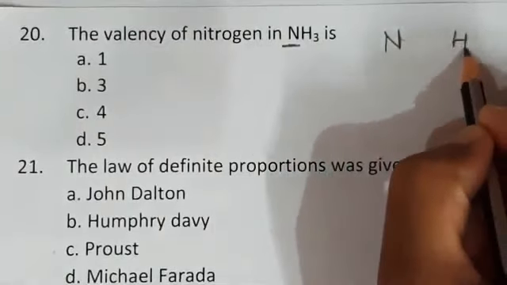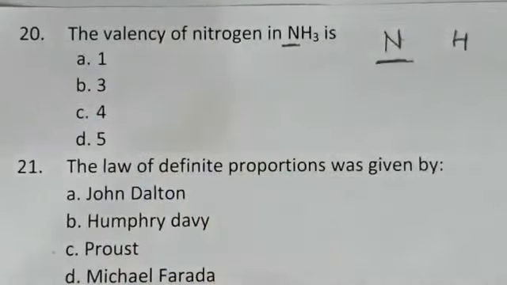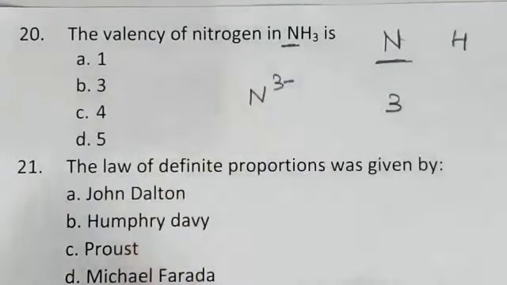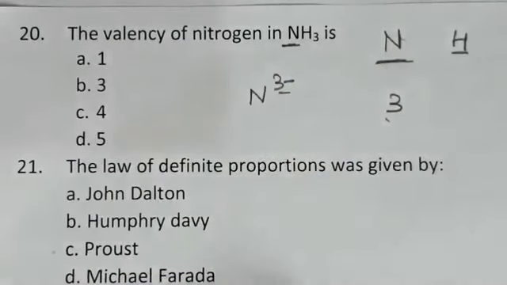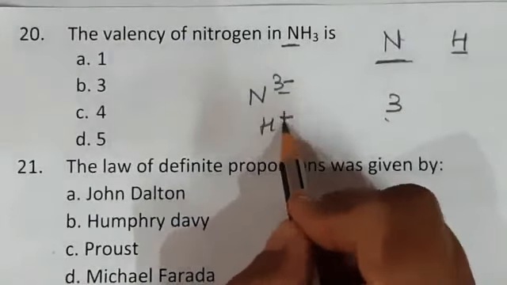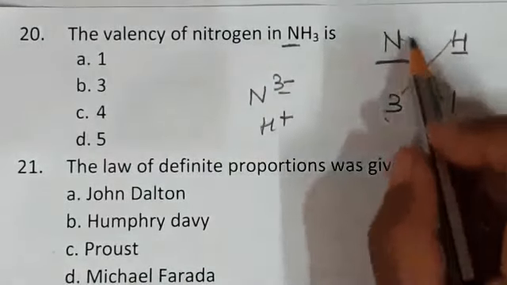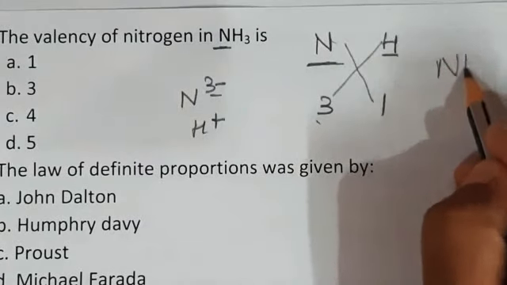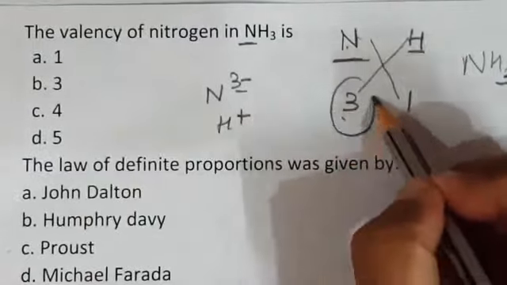Moving to next question, question number 20. The valency of nitrogen in NH3 is. You have to calculate the valency of nitrogen. So, nitrogen and hydrogen. What is the valency of nitrogen? It is 3 because nitrogen is written as N3 negative. So, the valency is 3. And what is the valency of hydrogen? It is written as H positive 1.